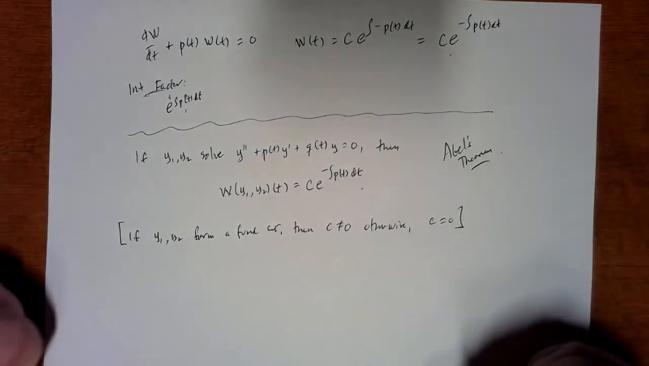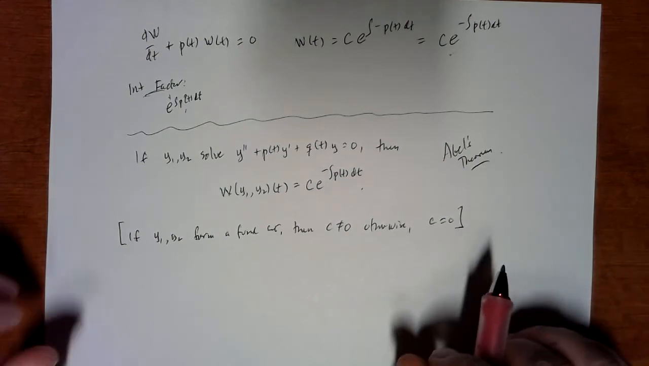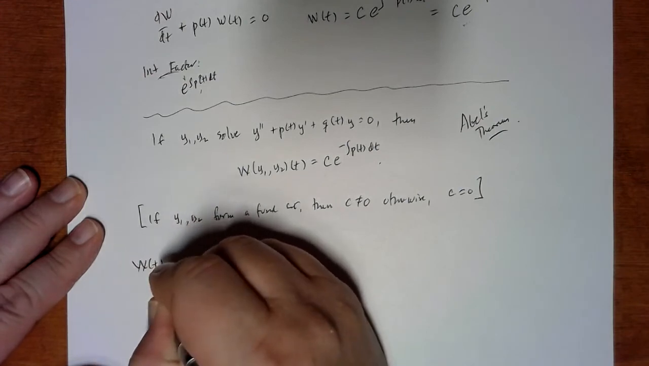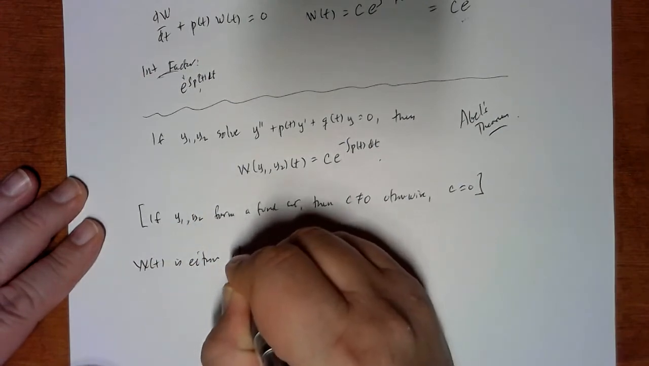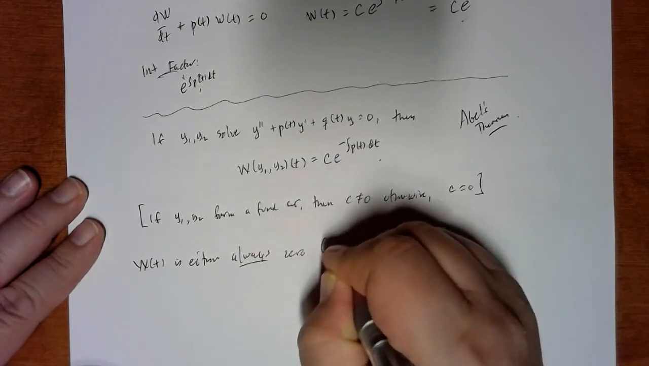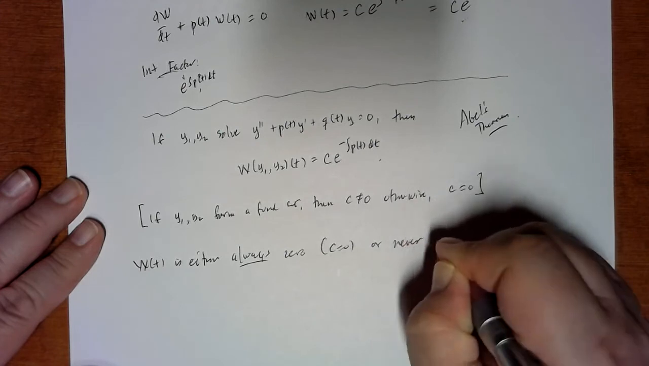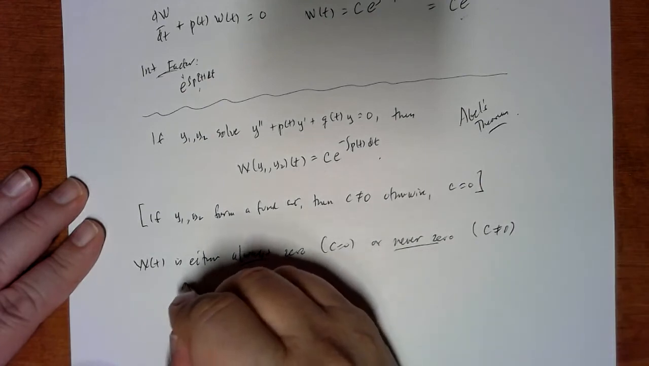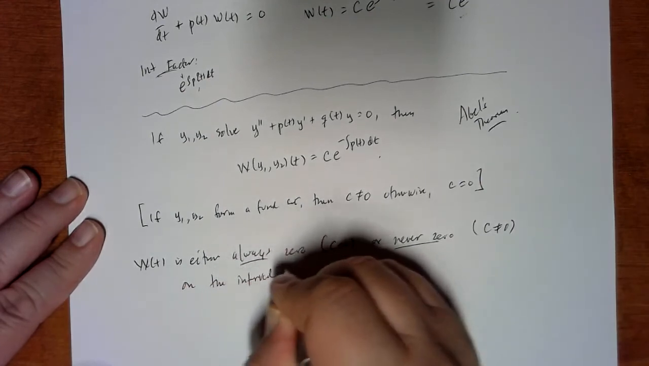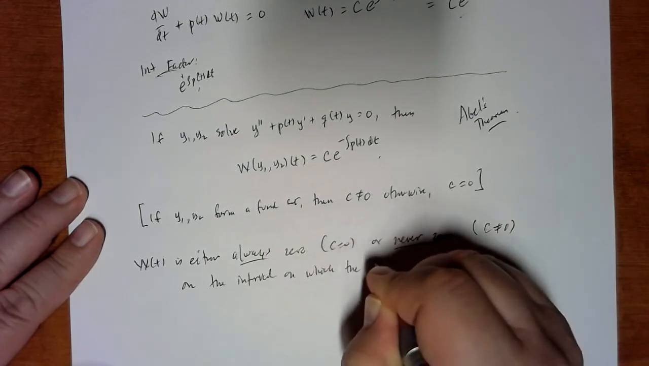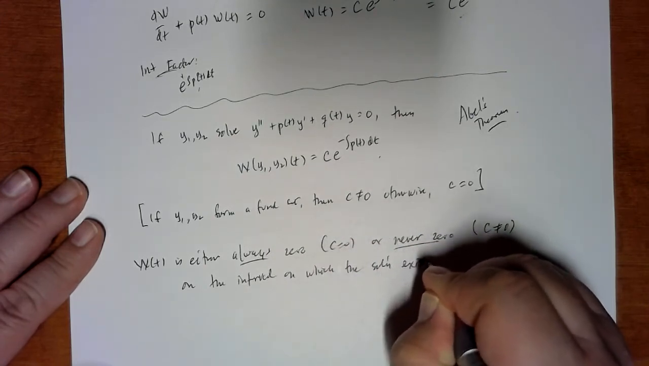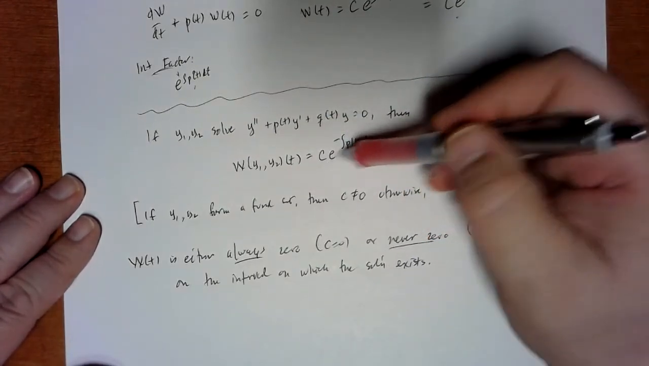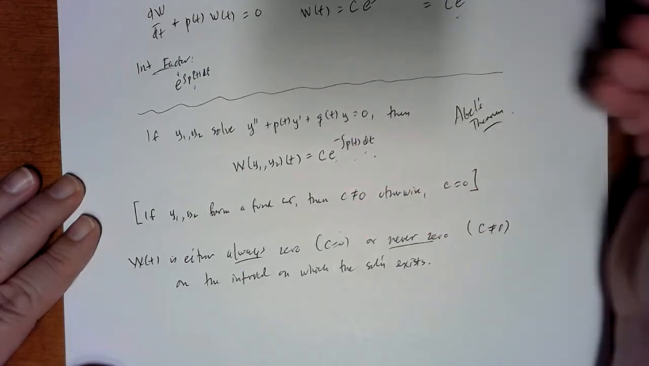What else does this say? This has another really important result. Ooh, and I'm running way over time. Important result: the Wronskian is either always 0 when c equals 0, or never 0 when c is not equal to 0, on the interval on which the solution exists, right? Because this exponential function is never 0. And so if c is not 0, then this is never going to be 0. And then if c is 0, that's always 0.